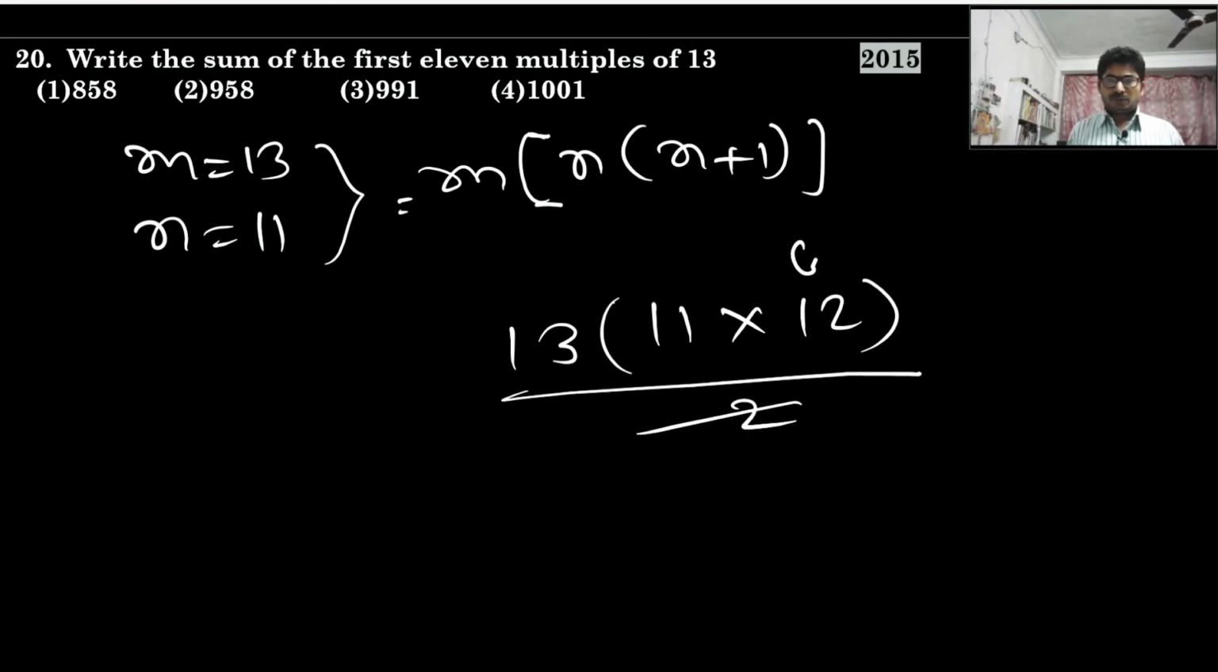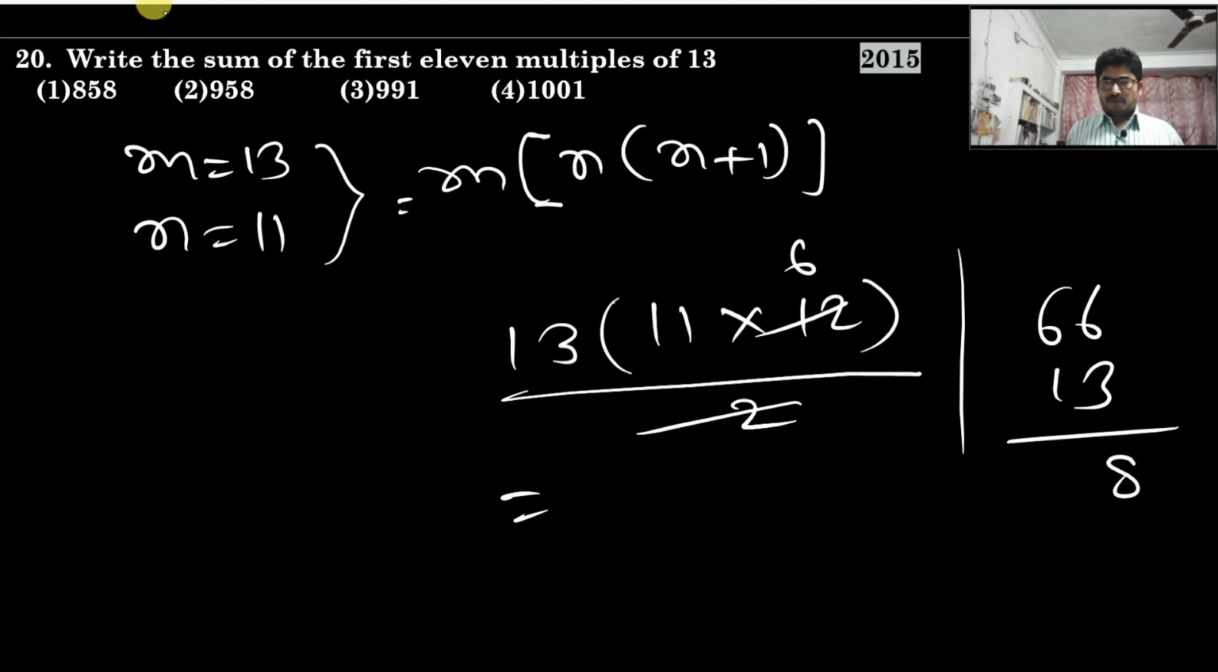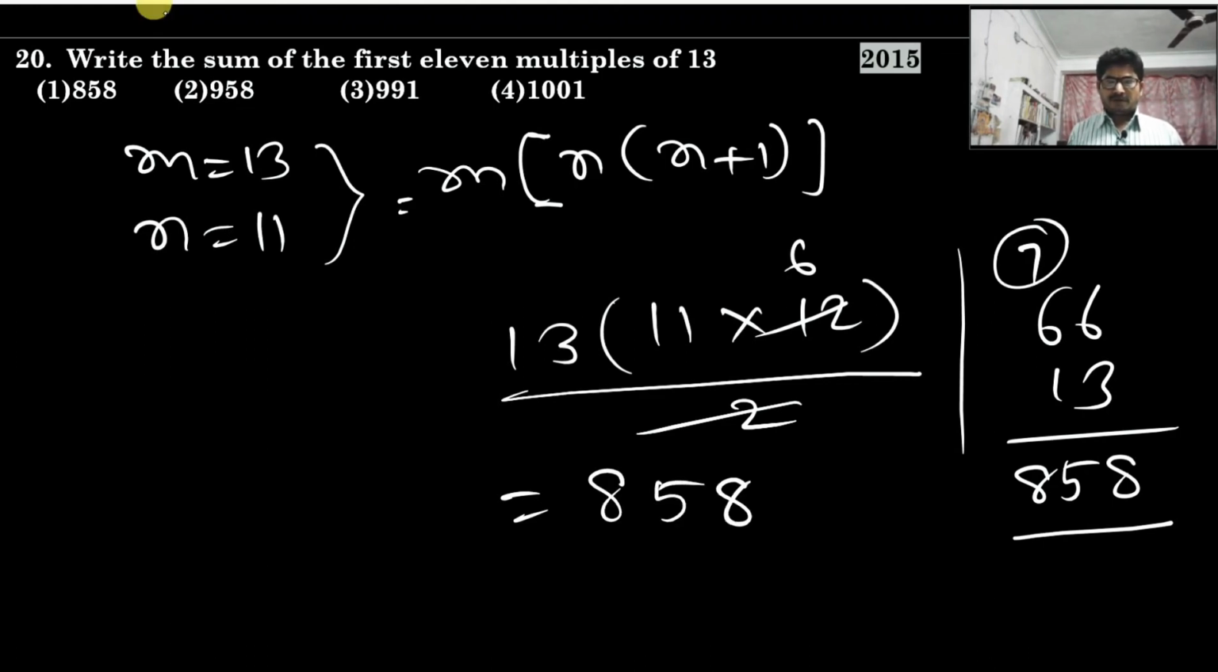2 1s are 2, 2 6s are 12, 11 6s are 66, into 13. 13 6s are 78, so 858. The answer is 858, first option.